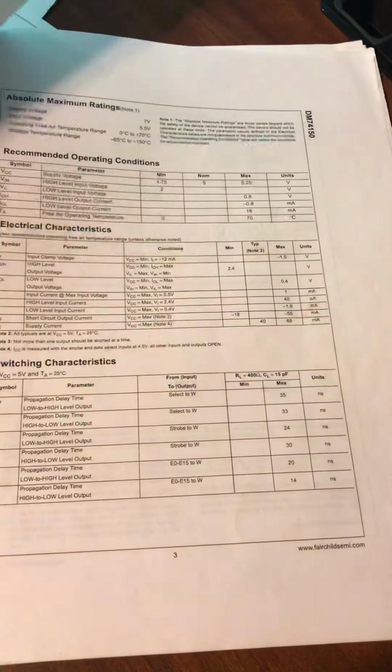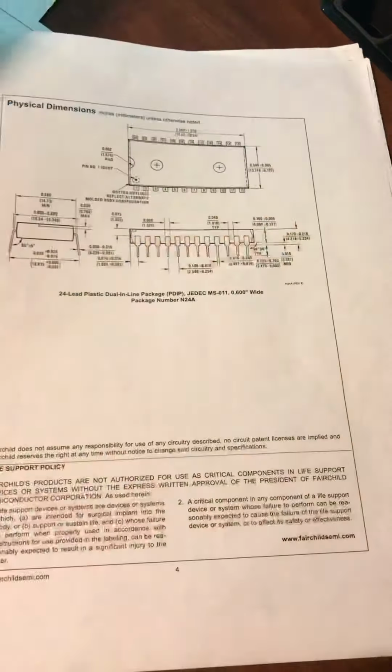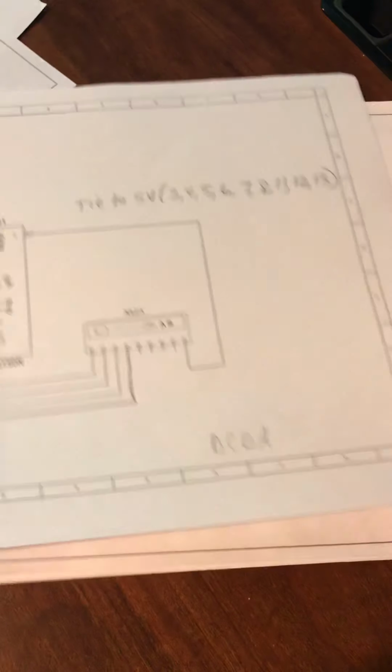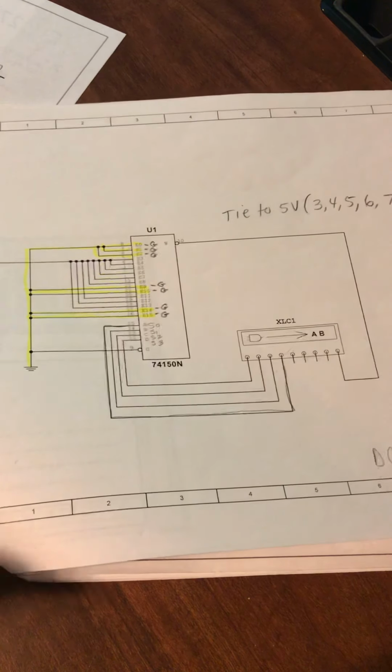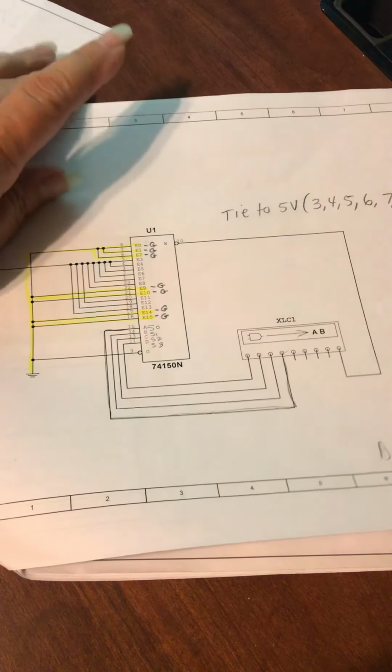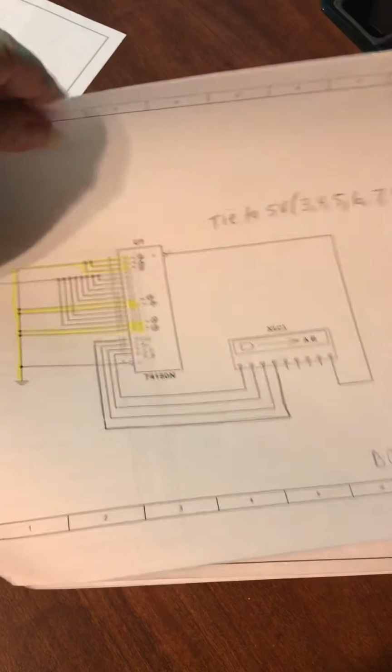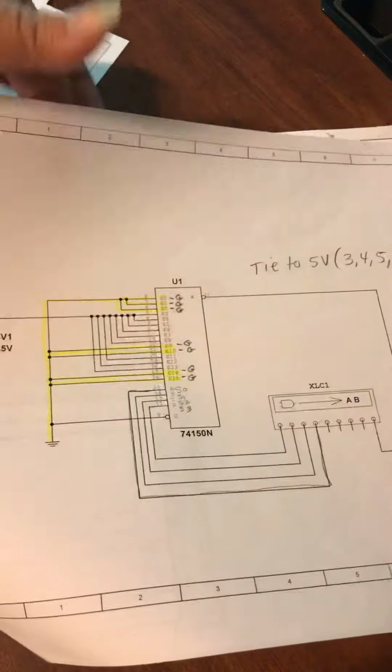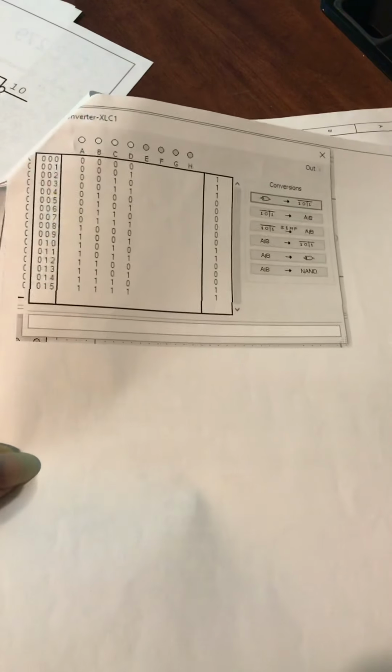And then what else I got? Yeah, here's more of the data sheet. So that was on the data sheet. It gives you a little explanation. So again, this is what you're going to wire up for Multisim. And you're going to verify the truth table right here. And that's basically it when you're talking about multiplexers.